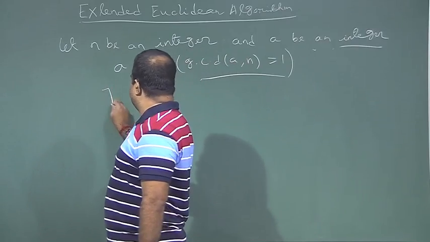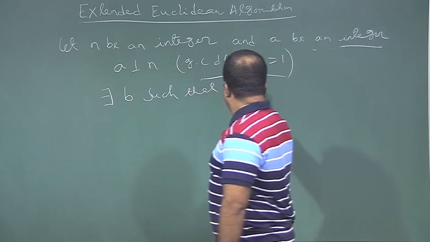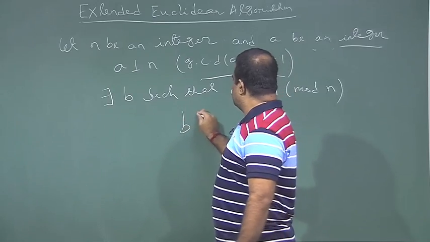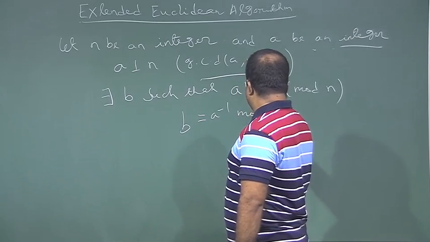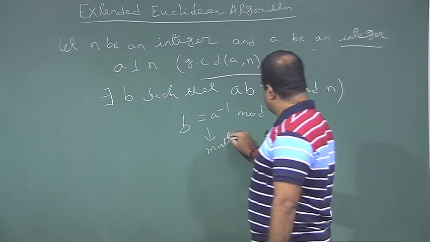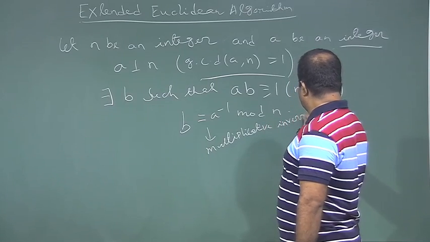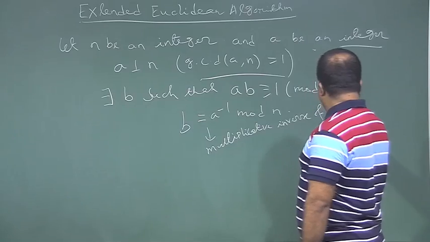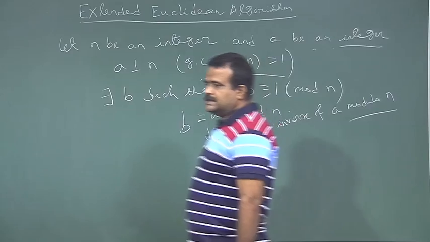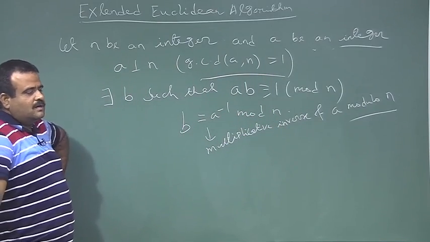That means there exists a b such that a times b is congruent to 1 mod n. Then this b is called a inverse mod n, the multiplicative inverse of a modulo n. In this lecture we will see how we can find such b.